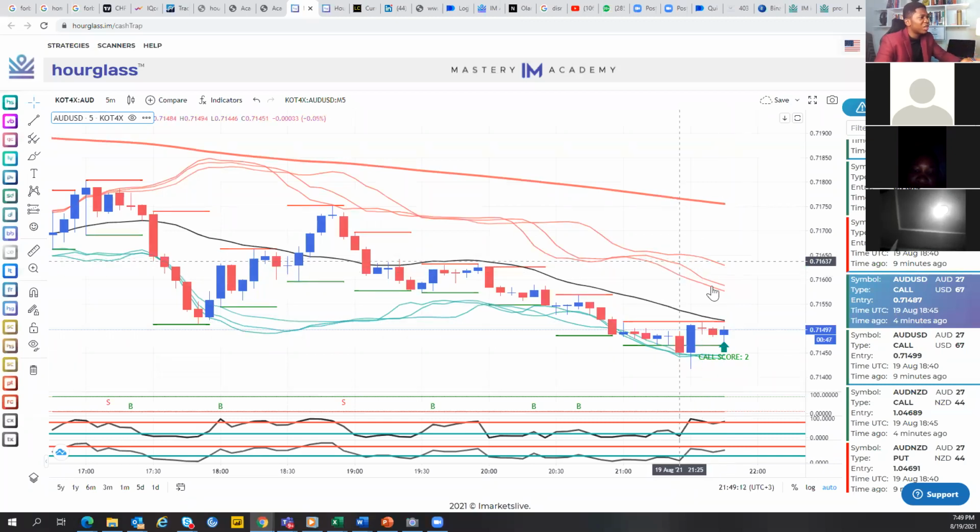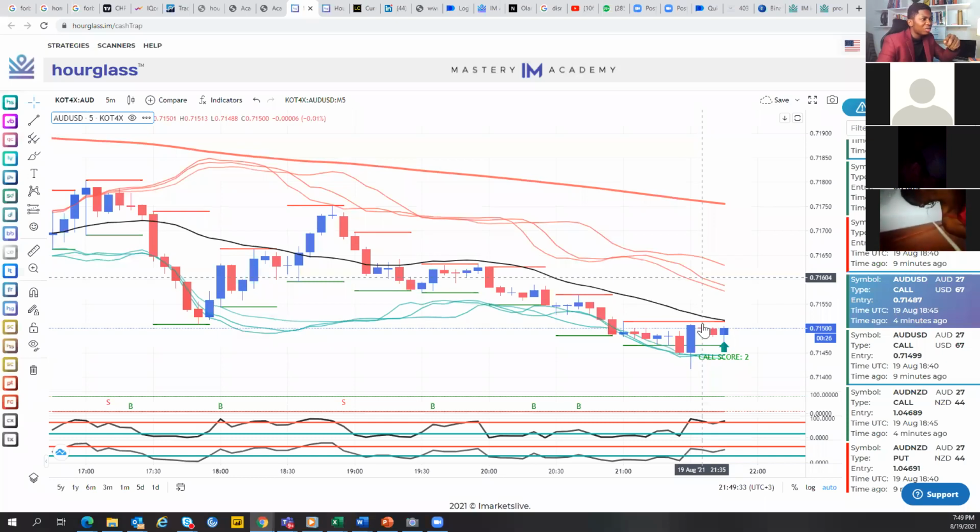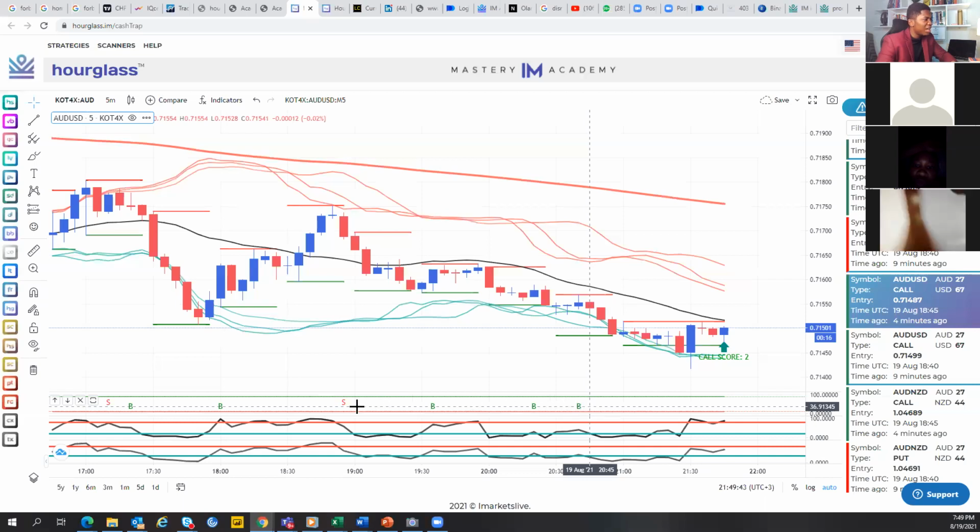So Cash Trap sees these red lines you're seeing here as one. The second thing Cash Trap calls is your resistance line. That's two, the second point Cash Trap sees. When price touches this first red line, that is your first point. When it touches this second red line, which is your resistance, that is your second point.